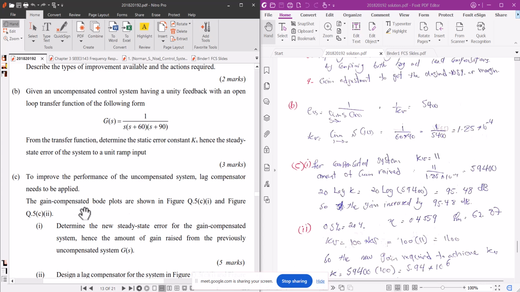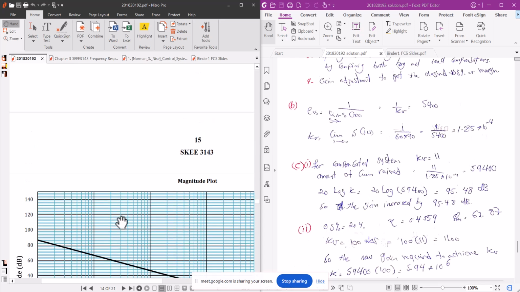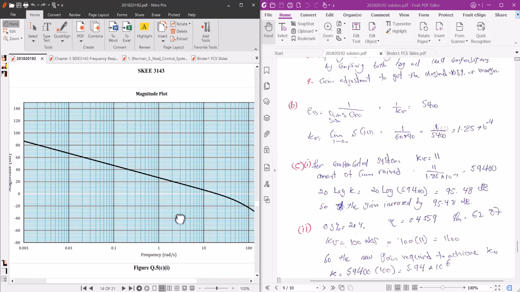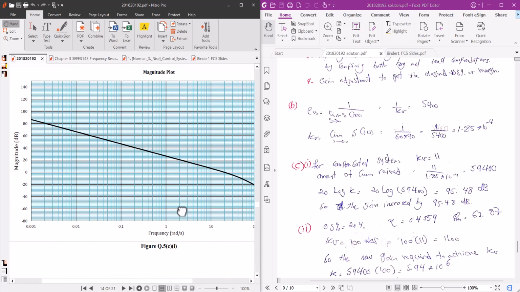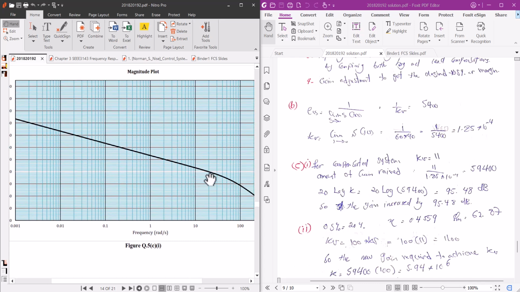The gain compensated Bode plots are shown in the figure. So these are the gain compensated Bode plots. Here you can see this is your 0 dB line and this is your gain crossover frequency. It's 11 radian per second, and that 11 radian per second is basically your Kv, which I told you already. So Kv is basically this frequency. Kv is 11.